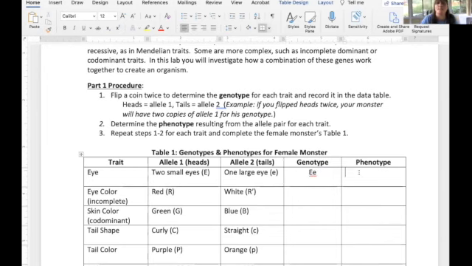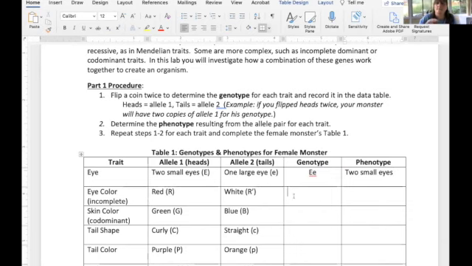So that is my genotype. My genotype is the two letters. My phenotype, well, we have a capital and a lowercase. That means it is dominant and recessive. So here, since there is a big E, this phenotype will be 2 small i's. That's what I put there.